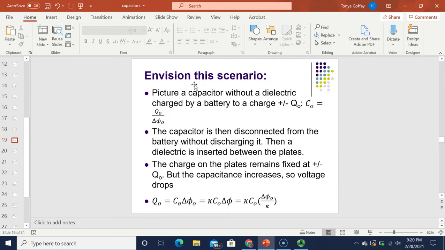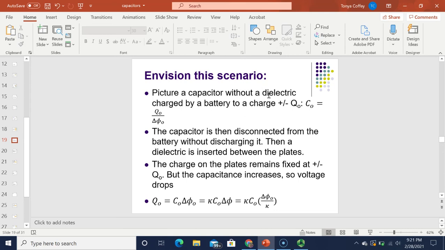Okay, so let's figure out some math. We have our pictures in our head. Let's envision this scenario. I'm going to present two scenarios to you in this lecture. Let's do this one first. We've got a capacitor and it doesn't have a dielectric in there. So picture some parallel plates with nothing in between them, okay?